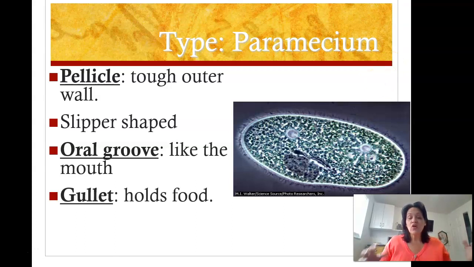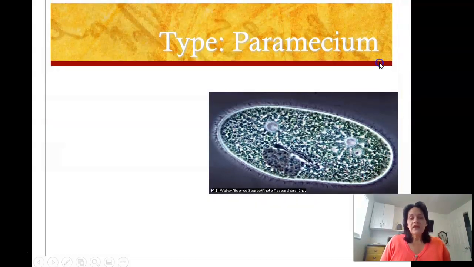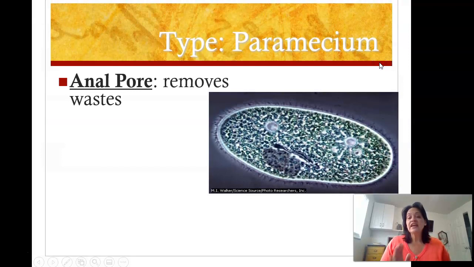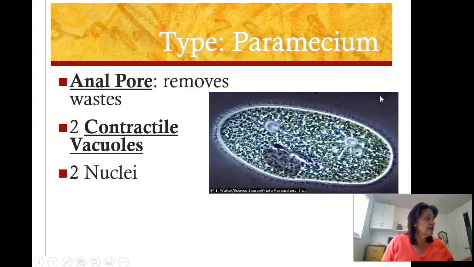It does have a gullet which holds the food. And then it has food vacuoles, which digest the food. So it's this single cell that can do all this stuff just like your body works, right? The paramecium also has an anal pore, which removes wastes. The parameciums have two contractile vacuoles, okay? So those are the two water-removing organelles inside them. There's also two nuclei.